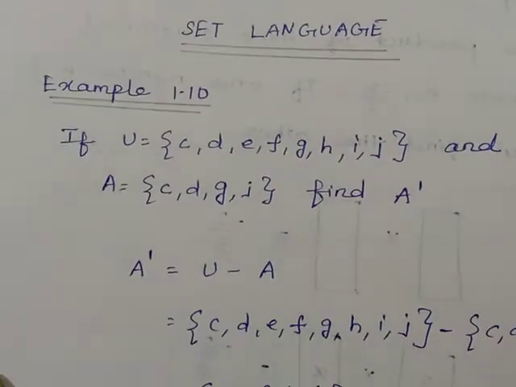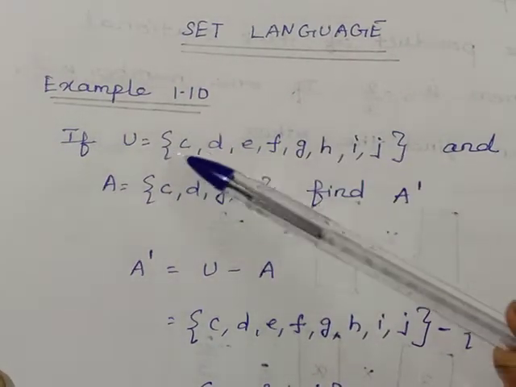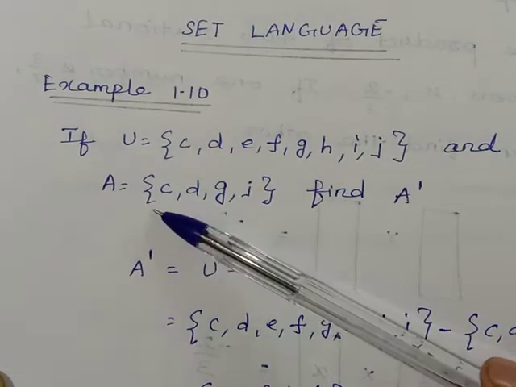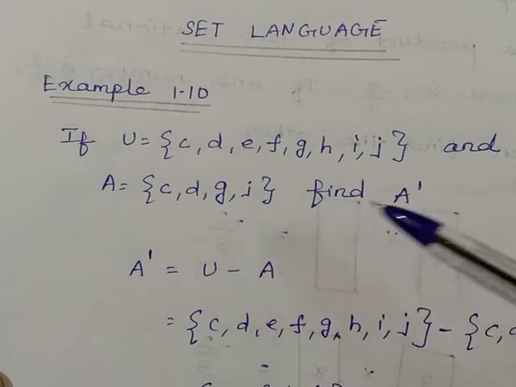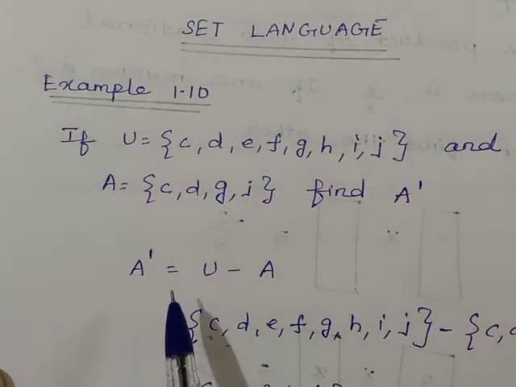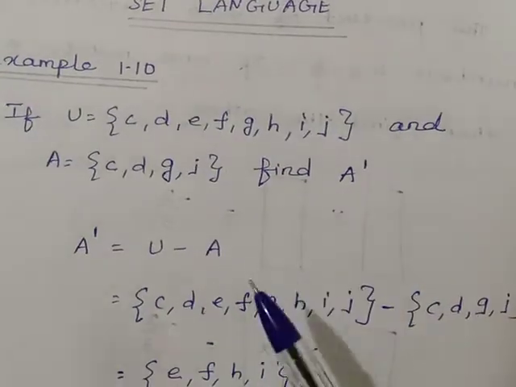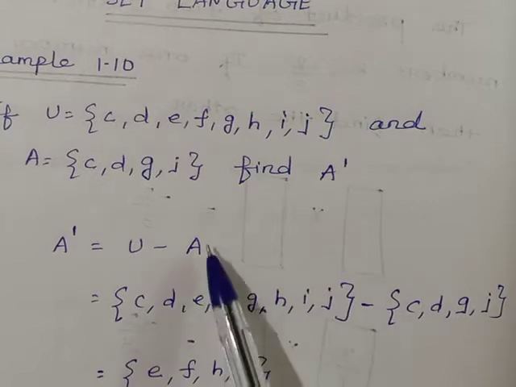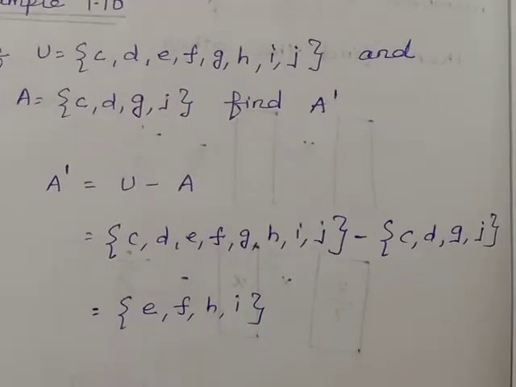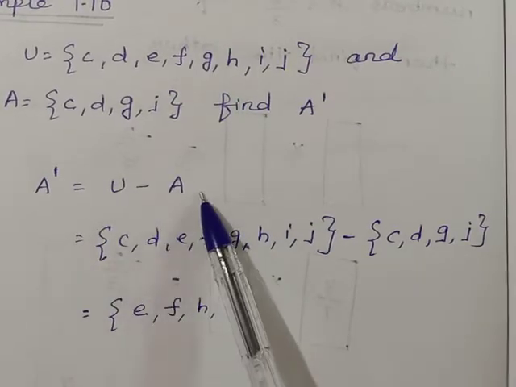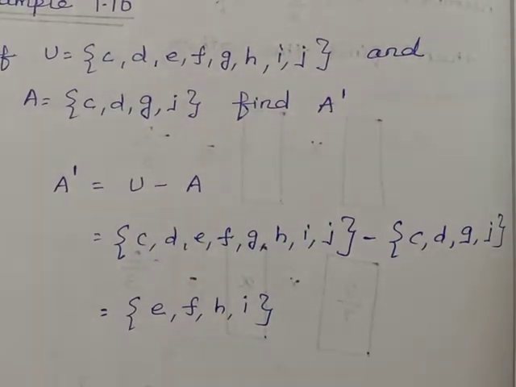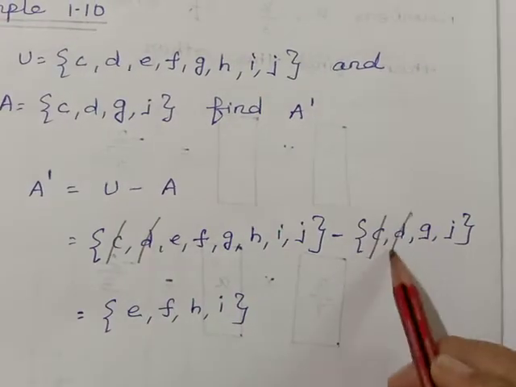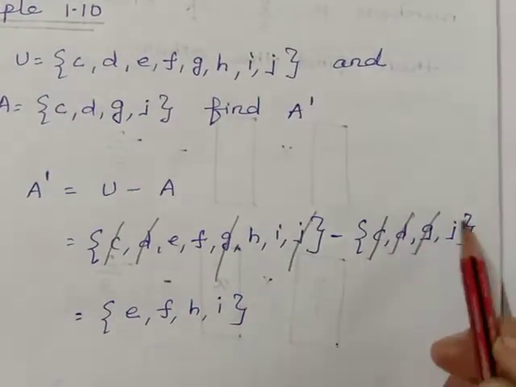Example 1.10. If the universal set is C, D, E, F, G, H, I, J and A is C, D, G, J, find A dash. So A dash means universal minus A. Since the universe is the first term, I have written the values of the universe minus the values of A. The relationship between universe and A is minus, so the similar terms will cancel. C cancels, D, G and J.